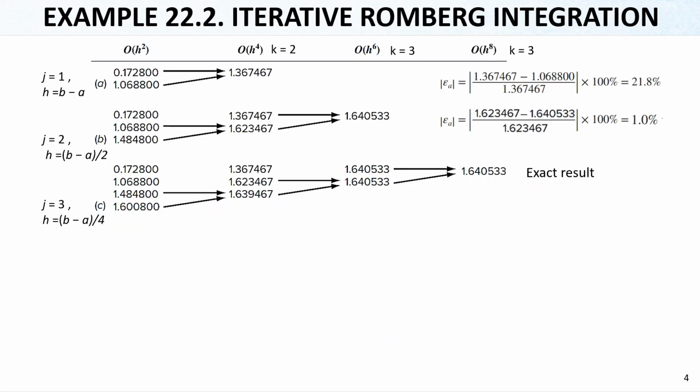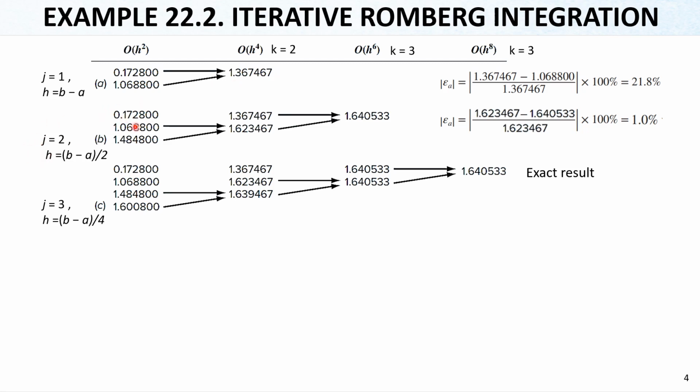We can show the iterations of Romberg integration in a certain way with a table, as you can see here. For the first iteration, we said that j equals 1 and h is b minus a. So we have these two integrations from trapezoidal rule. Then we combined them to get an O(h^4) for k equals 2. And here we don't have any other data, so we cannot go further for O(h^6) for k equals 3. Rather than that, we need to increase the iteration, j equals 2.